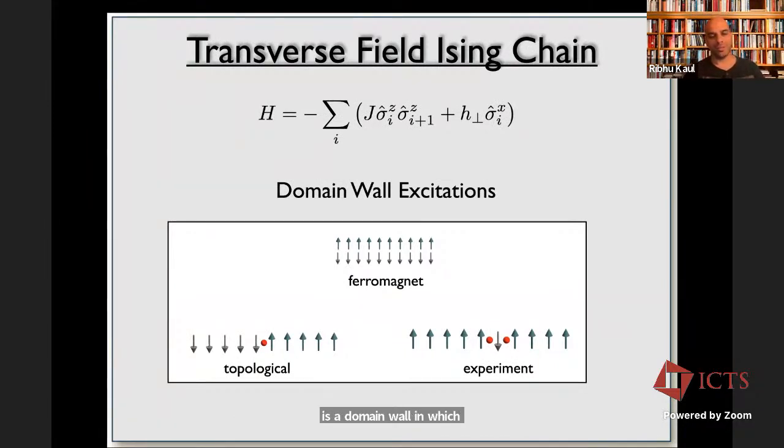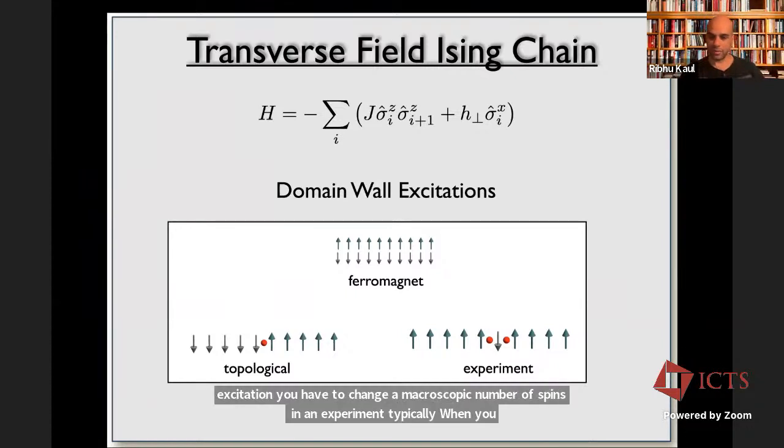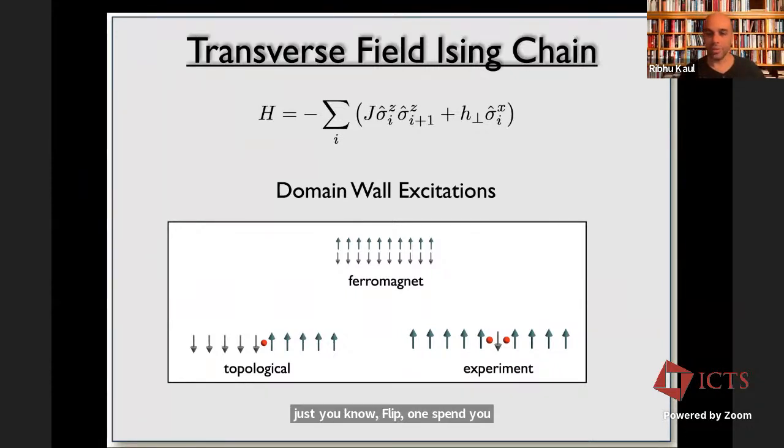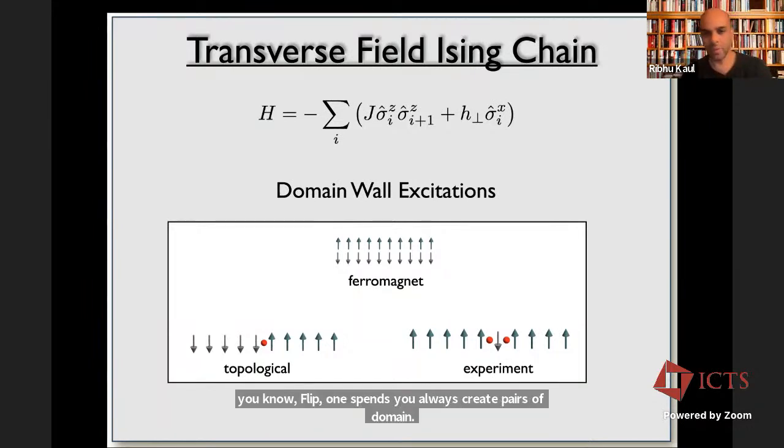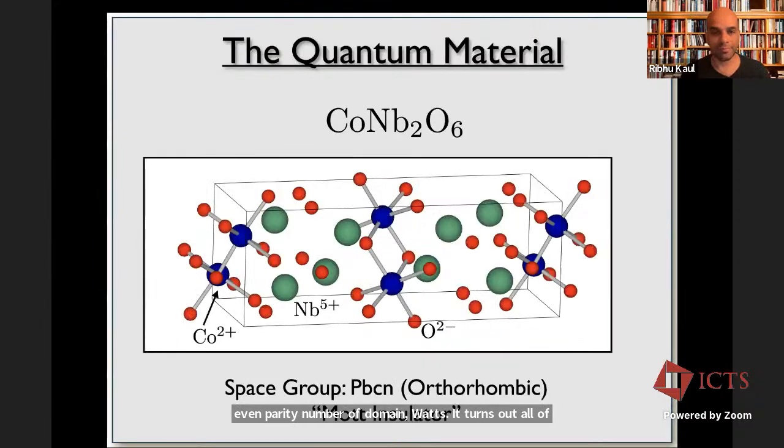Now, the interesting thing is that to create this excitation, you have to change a macroscopic number of spins. And in an experiment, typically when you just flip one or two spins, you always create pairs of domain walls. So if you begin with no domain walls, you can only create an even parity number of domain walls. And it turns out all of this has some very profound implications for experiment.